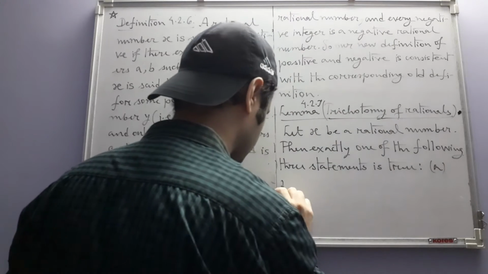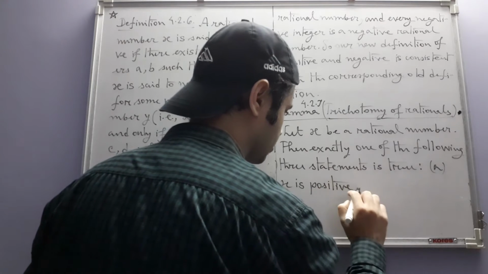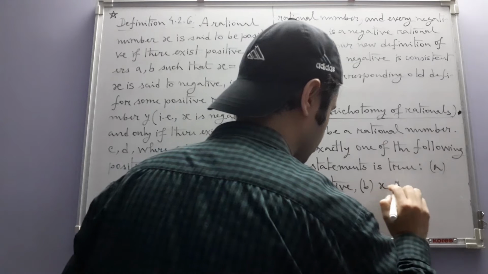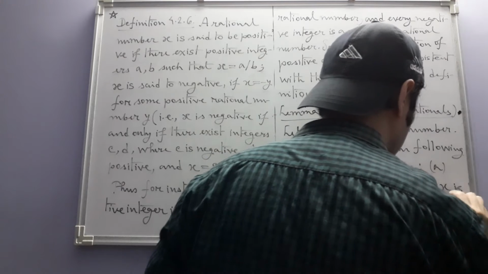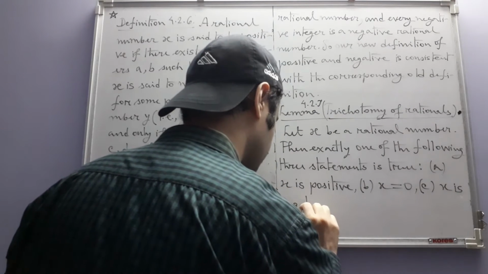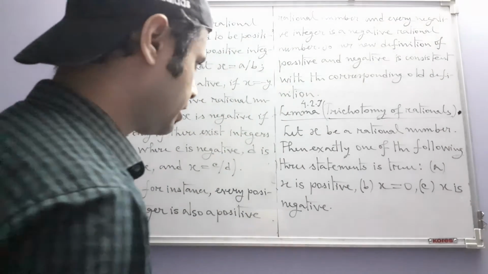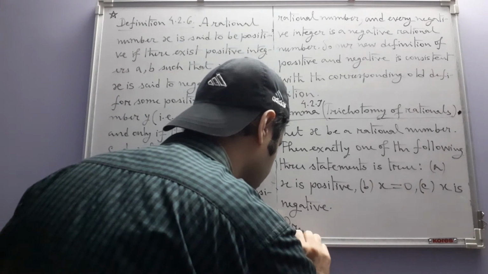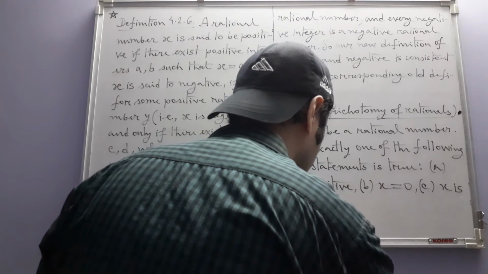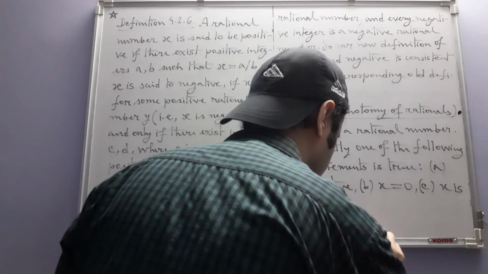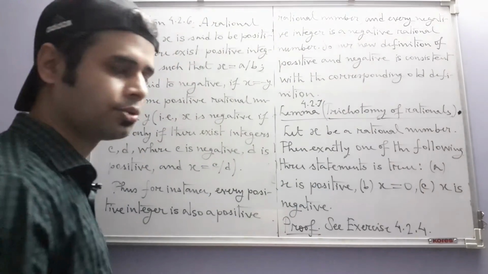A, x is positive. B, x is equal to 0, and C, x is negative. And its proof is an exercise. It is going to be very easy. See exercise. So we will handle this in the exercise itself. 4.2.4.